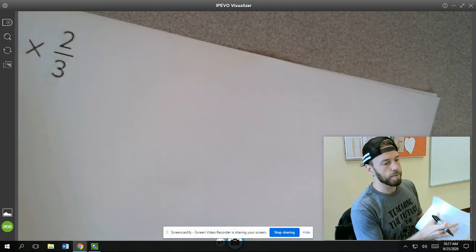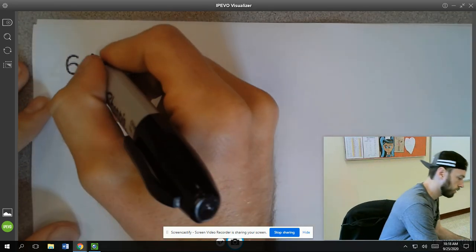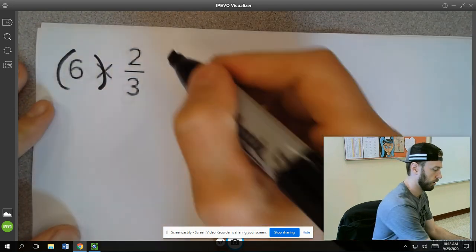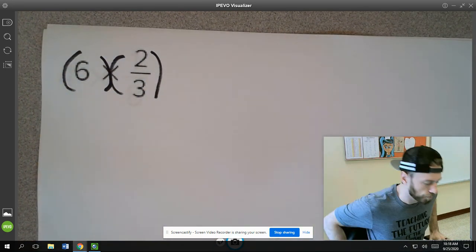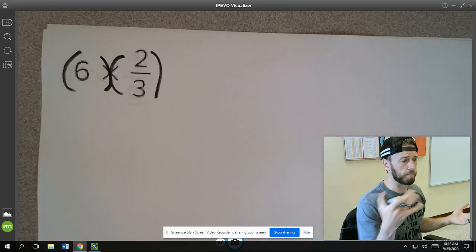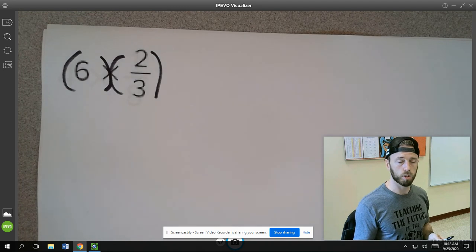Let's get into what we're doing today, and that is multiplying fractions times whole numbers. Let's just make these parentheses. We're doing 6 times 2/3. And when you multiply a whole number times a fraction, it will actually make that number smaller because a fraction isn't even a whole number.